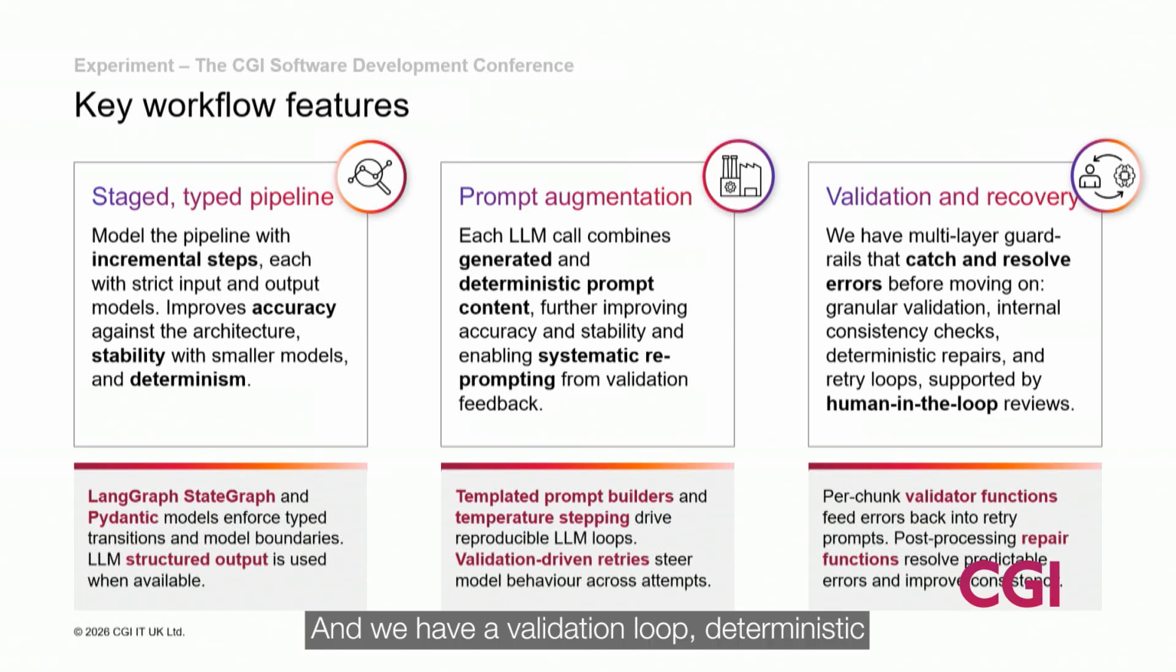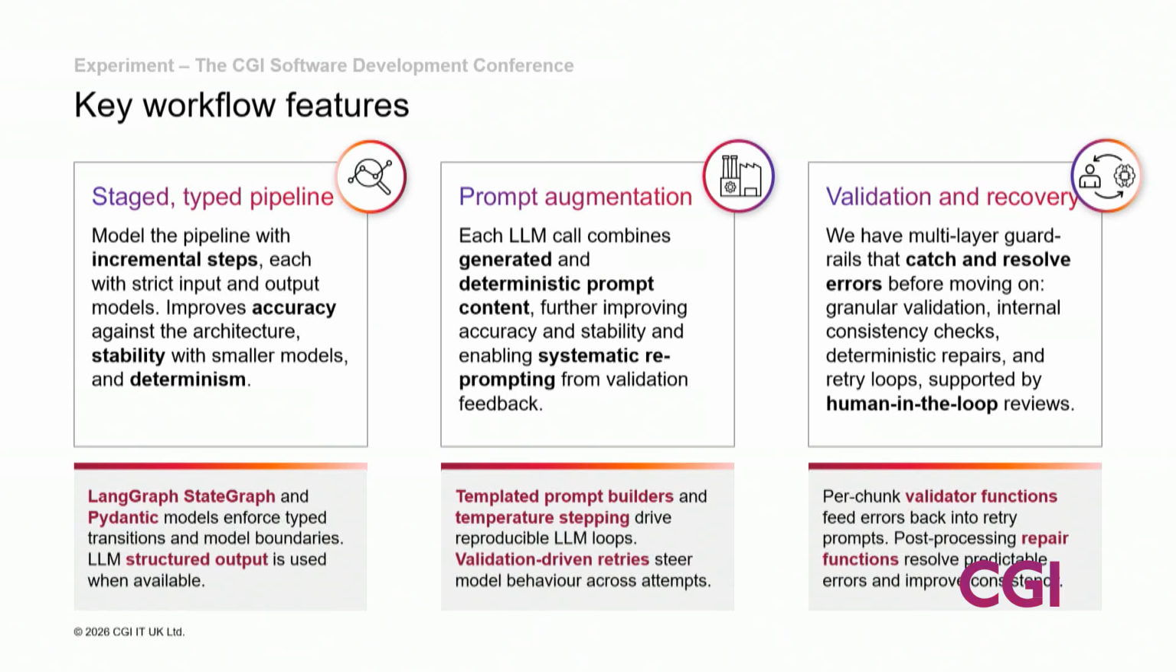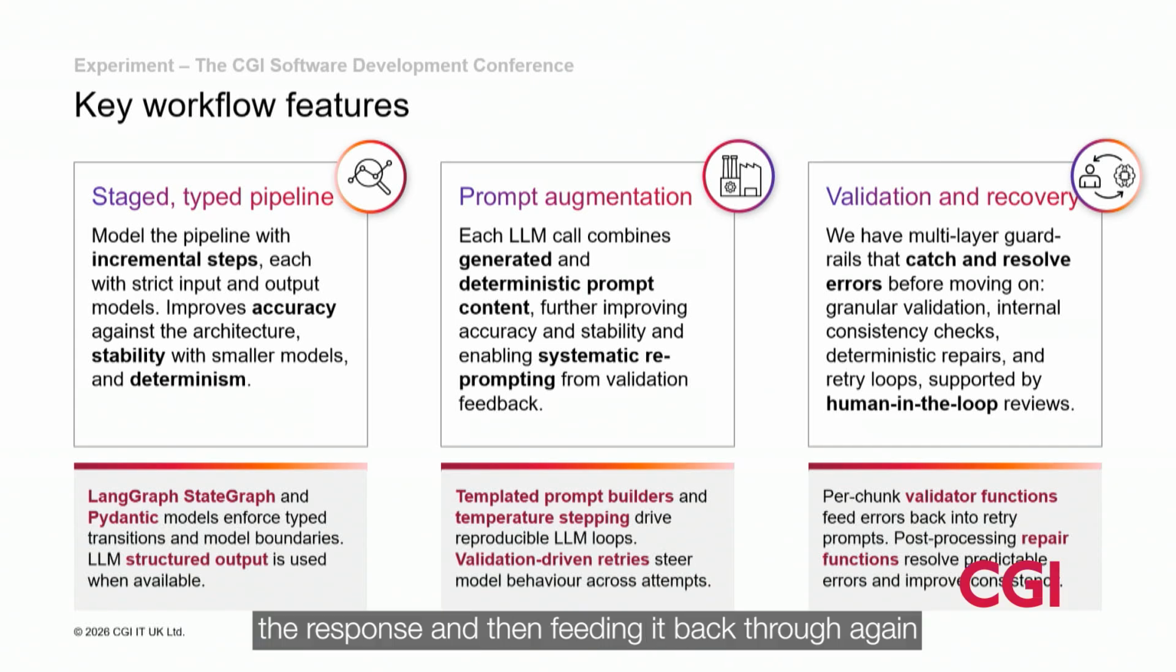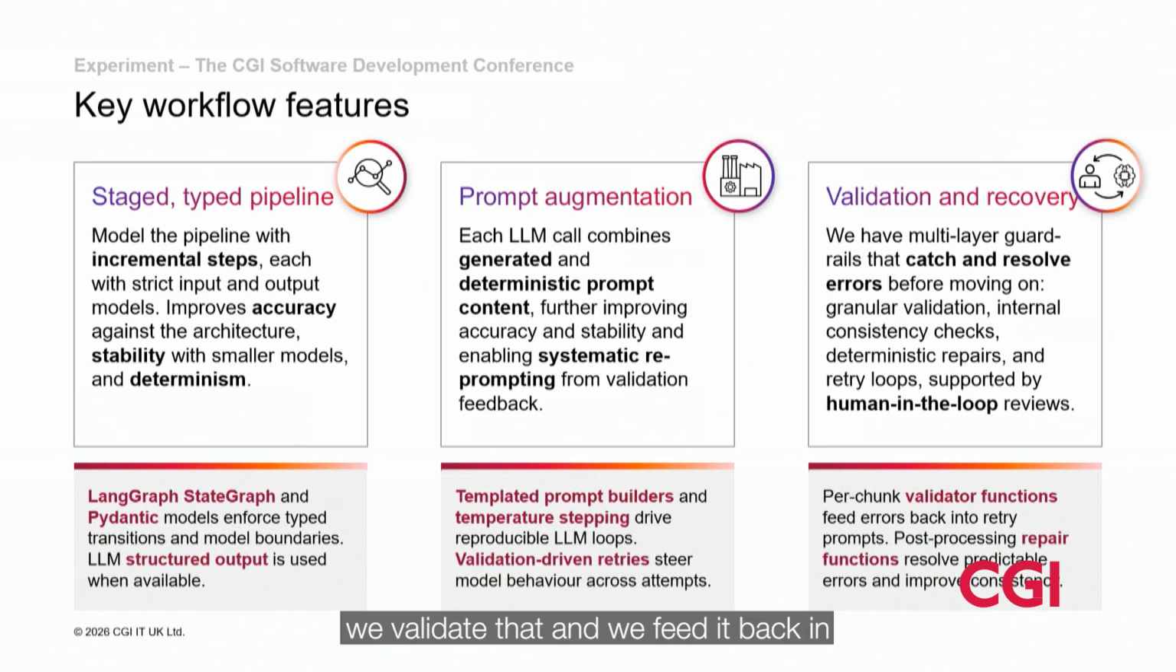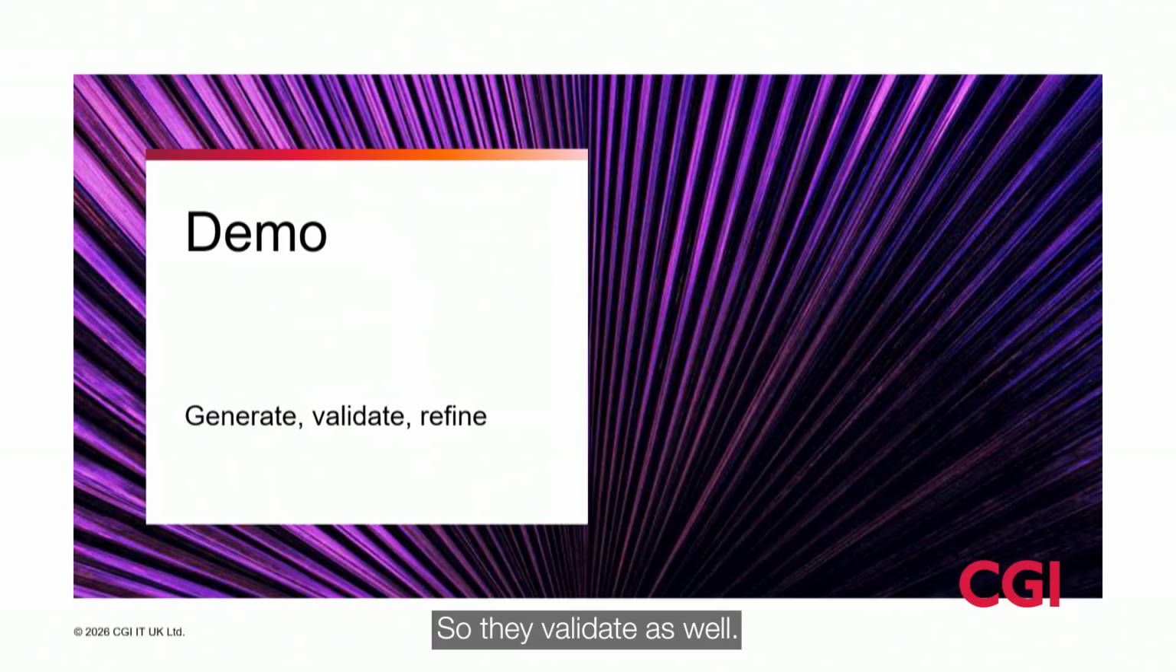and we have a validation loop, deterministic Python code that anyone could write, the old-fashioned way, validating the response and then feeding it back through again if there's a validation error. So if it said, let's say, on a tabular output table element in the layout that it's an image, and it gives the wrong configuration option, we validate that and feed it back in if it's wrong, and it does the right thing next time. And we've got that human in the loop still, so they validate as well.